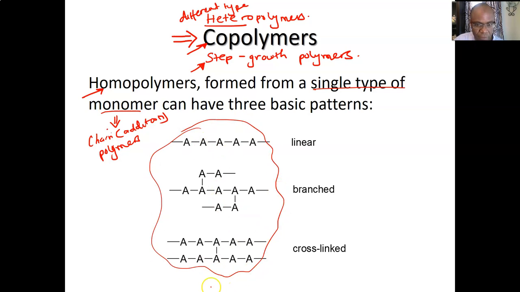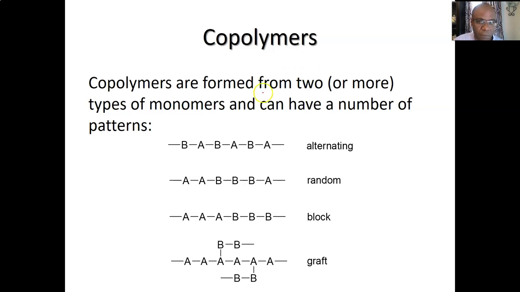A, there's no B. And those monomers could be joined linearly, or they could be branched, as you see in a branch, or they could be cross-linked to make the addition polymer stronger.